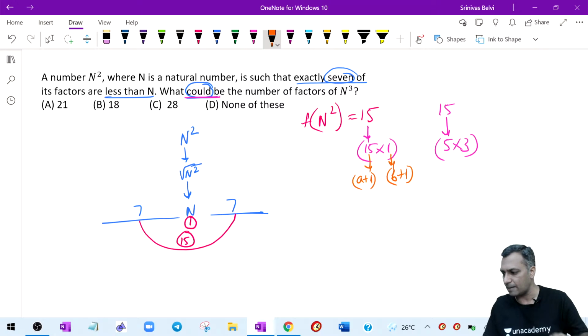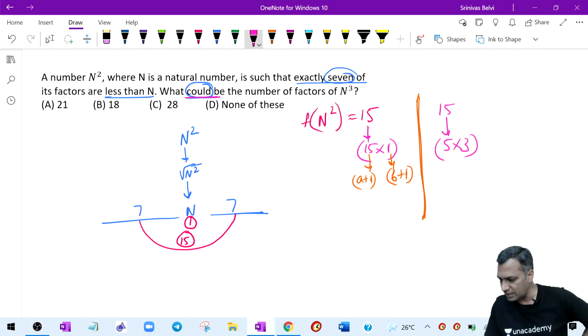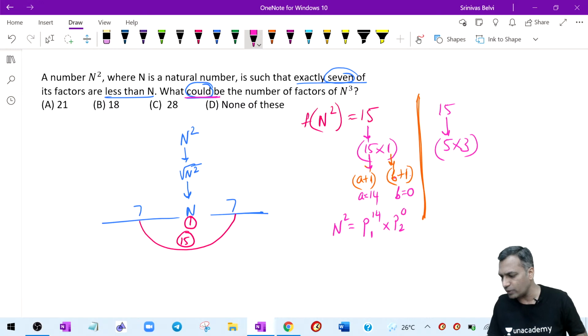Just as a symbolic, I'm writing this. All right. Fine. In this case, let us take a look at only the left hand side of the picture, which implies if a plus 1 is equal to 15 here, therefore a is equal to 14. If b plus 1 is equal to 1, therefore b is equal to 0, meaning n square can be written as some prime raised to power 14, prime 1 raised to power 14, and prime 2 raised to power 0, which means prime 2 does not exist.